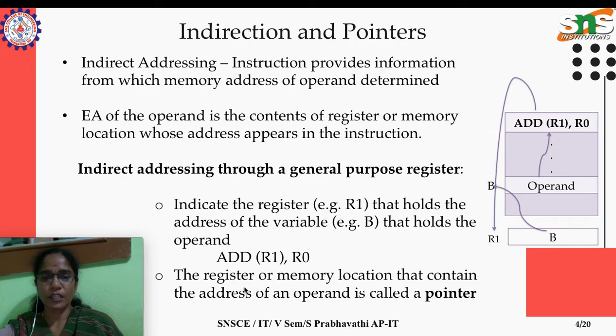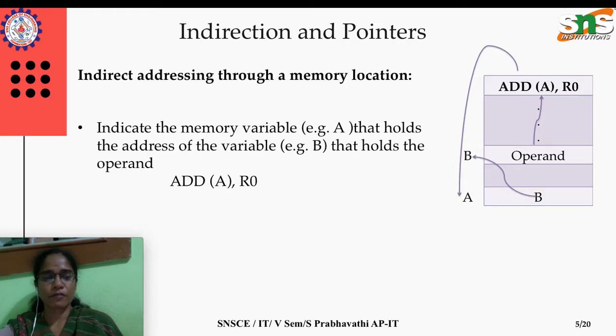Here the register or the memory location that contains the address of an operand is said to be a pointer. This is a pointer because this address gives the operand value, not this r1. By means of r1 we are getting the effective address. This is by means of a register, and instead of a register we can go for a memory location itself. See here, the same example, but instead of the register we have a memory location, and if we go to the location A we will get the address of the operand.